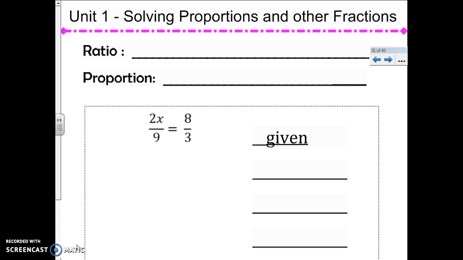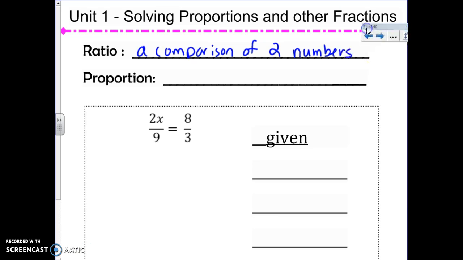So a ratio is a comparison of two numbers. Really, I should be using the word quantities because, as you can see in the first example, it's not just a number on top, but it says 2x, so it's actually a variable term. A ratio looks like a fraction, so don't be afraid of the fraction. It's just saying 2x to that 9.